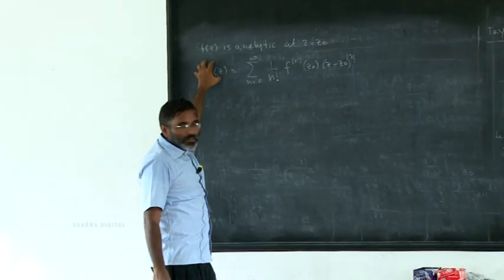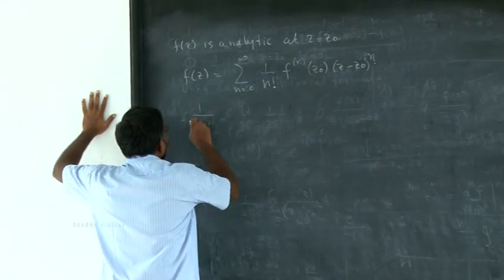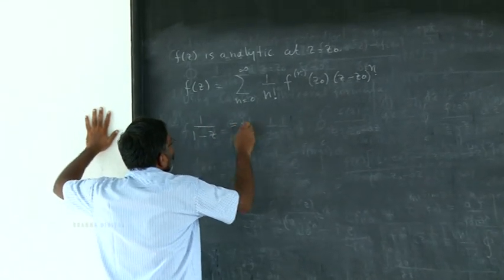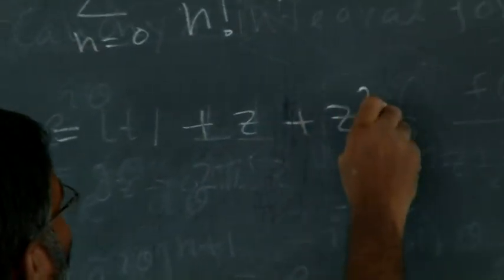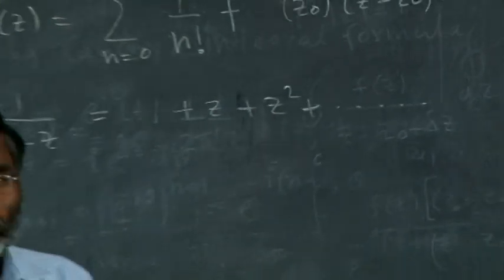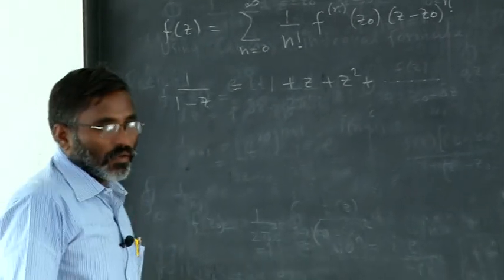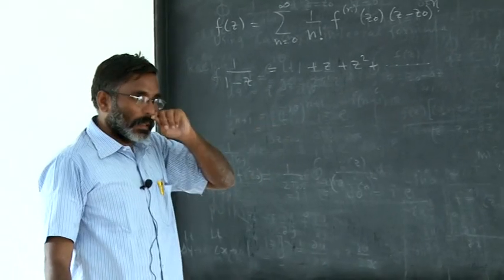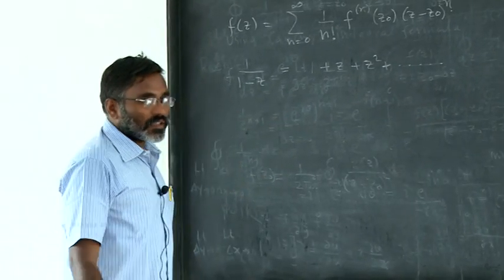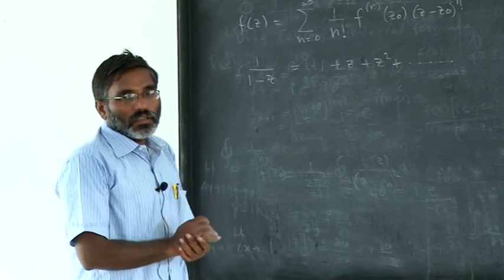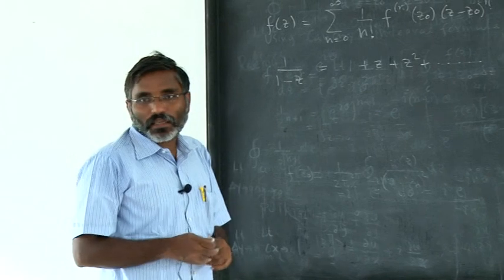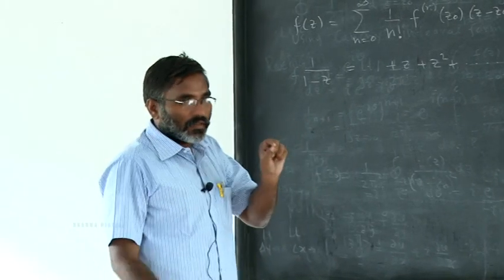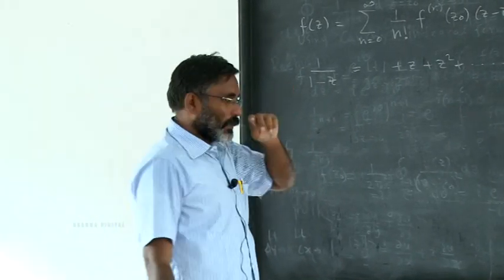Correct? For example, 1 by 1 minus z, if this is the function, then you write 1 plus z plus z square, etc., etc. This will converge. This function is analytic at z equal to 0, so I can expand this around z equal to 0. This is the function. This converges.